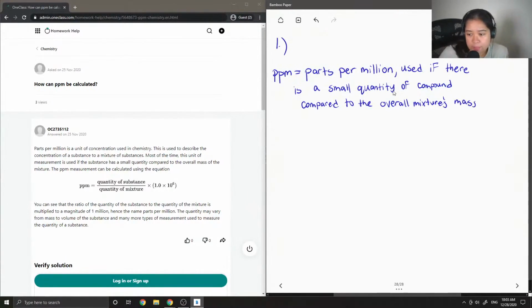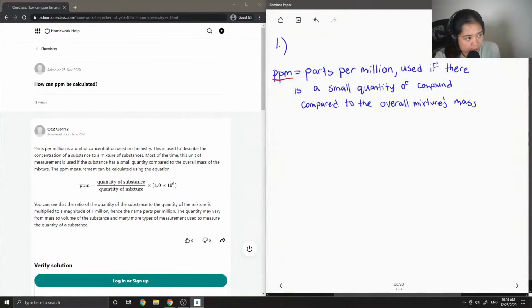So there are some instrumental analytical devices that can detect very small concentrations of certain elements up to the ppm range. So they can detect very small amounts of, let's say, trace metals or small amounts of pesticides in water or in wastewater. So this is when you would use the term ppm.